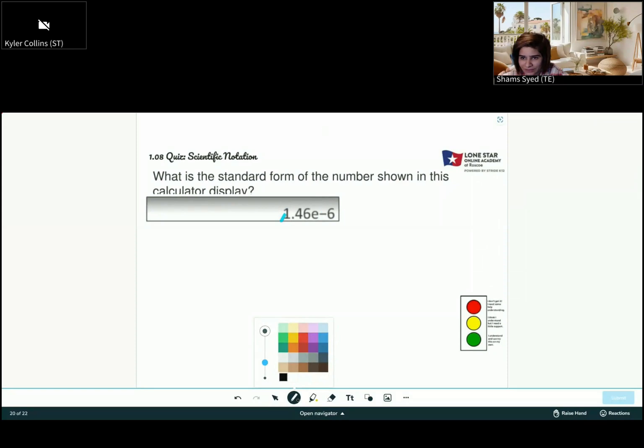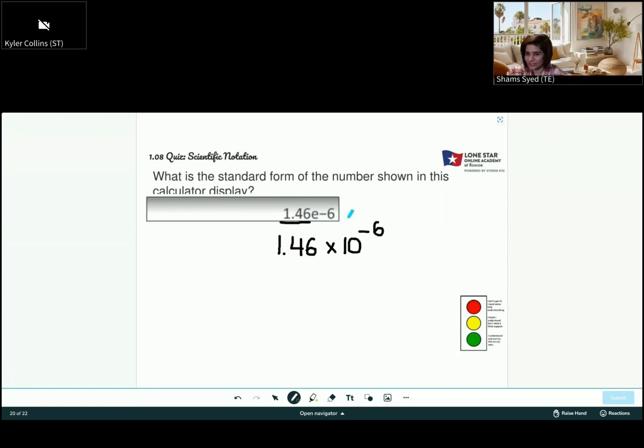Look at the number. The number is 1.46. Then instead of saying times 10 to a power of -6, they said e to a -6. Okay, e is exponent of 10, right? This is another way to say it, 10 to an exponent of -6. But this is how the question looks. And we want standard form. We want a regular number.